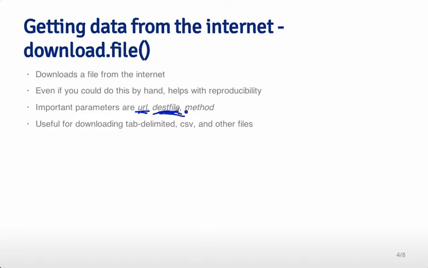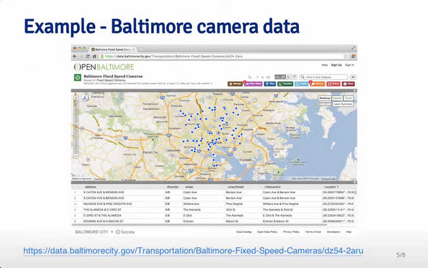The dest file is the destination file, where that data is going to go, and then the method. So we'll talk a little bit about why the method needs to be specified, particularly when dealing with HTTPS. It's useful for downloading tab-delimited, CSV files, Excel files, a whole bunch of other different files from the internet. So it's sort of agnostic to the file type that you might be downloading.